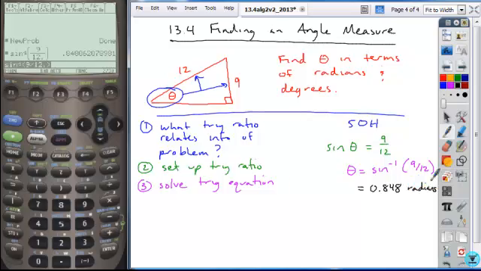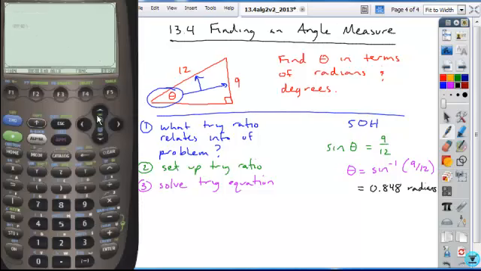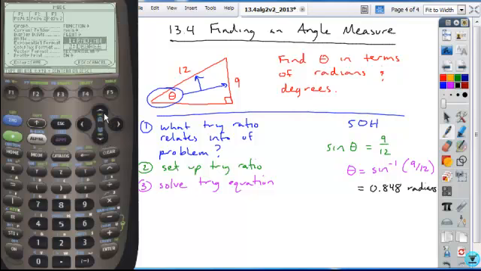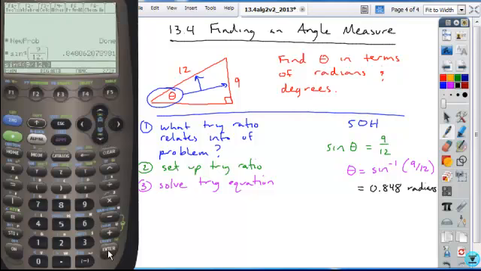Now at the same time, I could find the degrees by changing my mode into degree mode, and then just calculating the exact same thing.